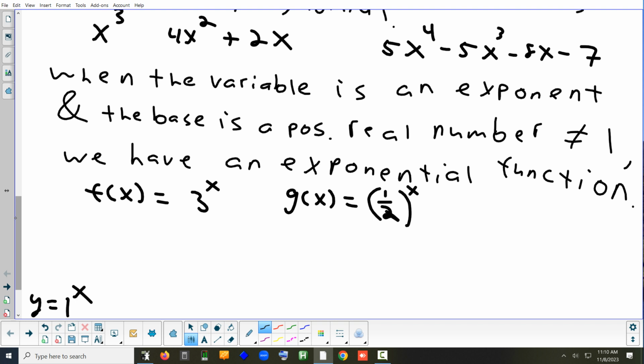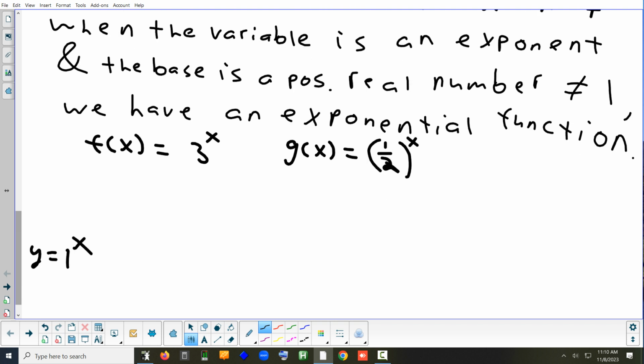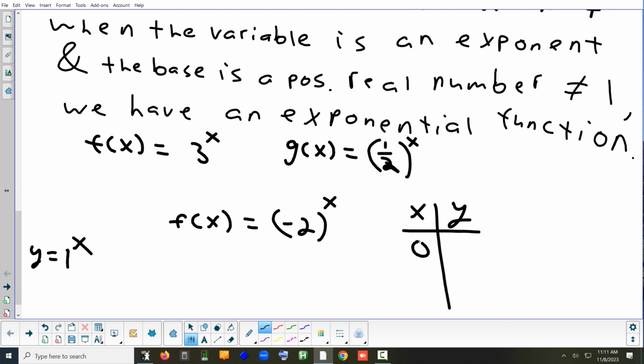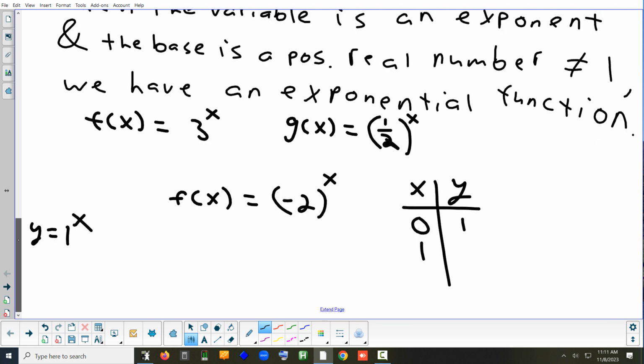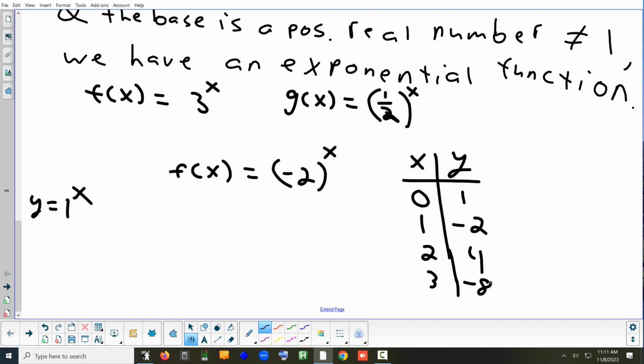And if the base is negative, then really weird things start to happen. You can't really even graph something with the base being negative. Because if you think about negative 2 to the x, start making a table of values for that. If you raise something to the 0 power, what do you get? 1. Okay. Now, what if you plug in 1? What's negative 2 to the first power? Negative 2. Now, what's negative 2 to the second power? 4. How about to the third power? Negative 8. So the y values are bouncing all over. They're oscillating between positive and negative.